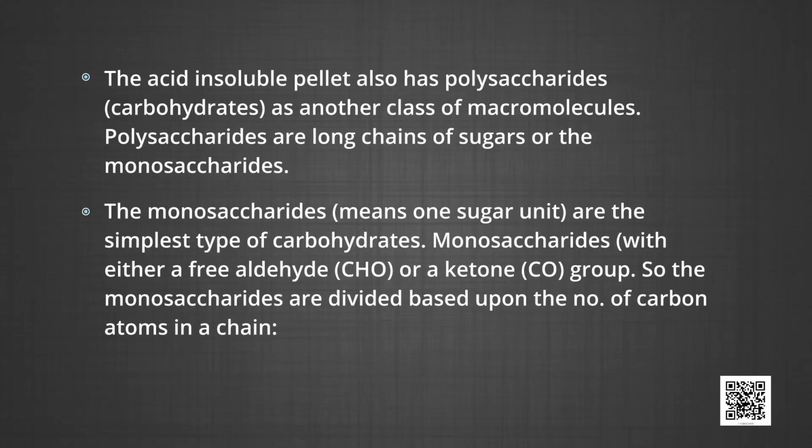The monosaccharides have either a free aldehyde group, aldehyde means CHO group, or a ketone, that is CO group. So the monosaccharides are divided based upon the number of carbon atoms in a chain. That means how many carbon atoms are present in a chain. So let us discuss the types of monosaccharides.